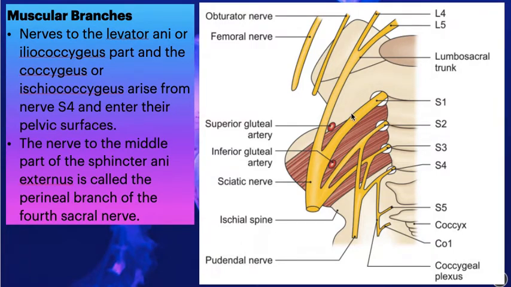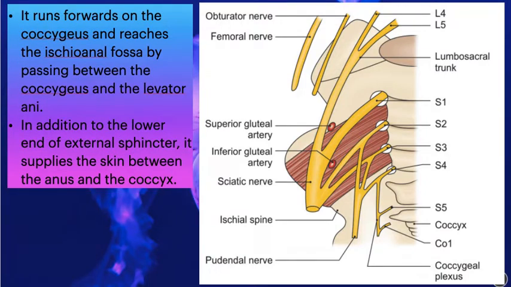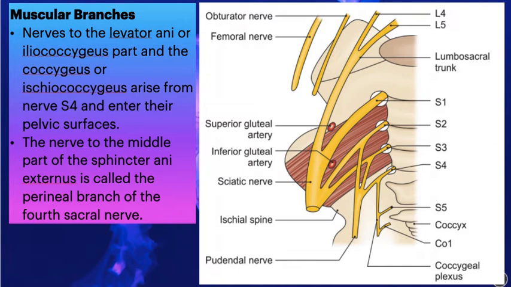Muscular branches: the nerve to levator ani or iliococcygeus, and the nerve to the coccygeus or ischiococcygeus, arise from nerve S4 and enter the pelvic surfaces. The nerve to the middle part of the sphincter ani externus is called the perineal branch of the fourth sacral nerve. It runs forward on the coccygeus and reaches the ischioanal fossae by passing between the coccygeus and the levator ani. In addition to the lower end of the external sphincter, it also supplies the skin between the anus and the coccyx. The muscular branches, nerves to levator ani.